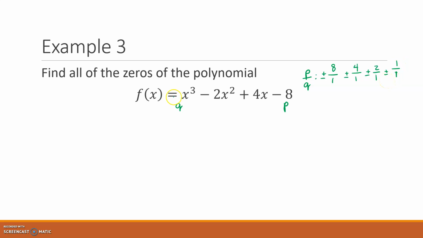Now I want to point something out. Up till now, we've mostly been looking at examples where the first term, or the leading coefficient, is equal to 1. If this was a 2, let's just say hypothetically, then I would also have to go through and put each of these numbers over 2 and say plus or minus 8 over 2, plus or minus 4 over 2, plus or minus 2 over 2, and plus or minus 1 over 2.